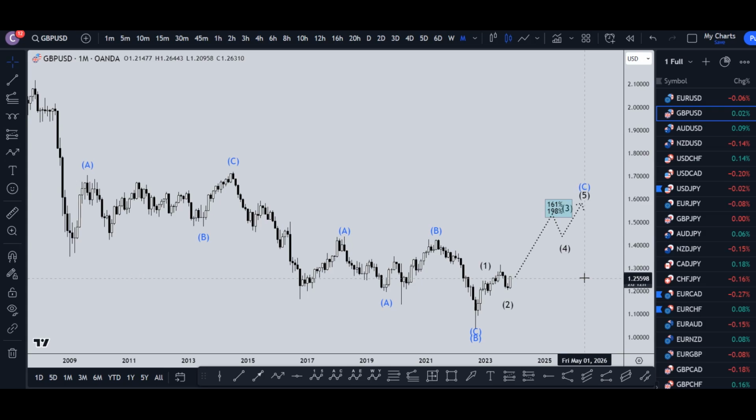Today is Tuesday, November 28th, and this is my analysis of the pound US dollar, starting on the monthly, working my way down to that 1 hour time frame for the full top-down analysis.